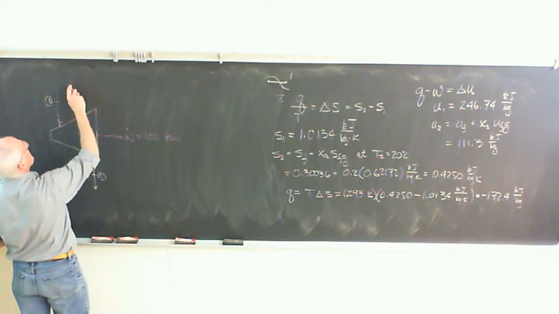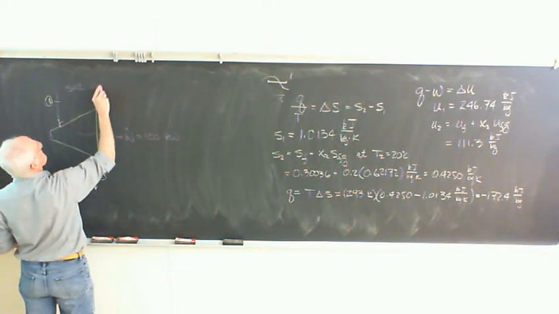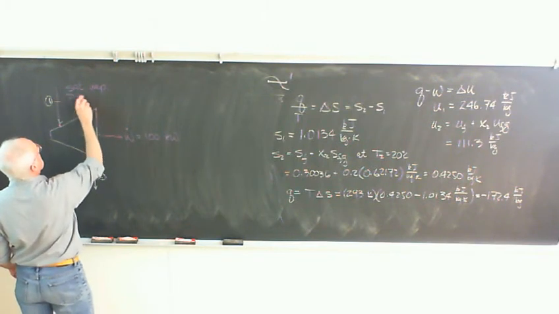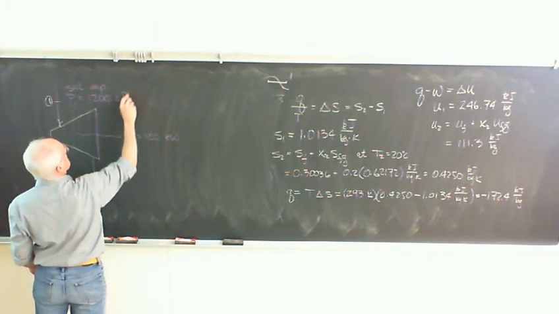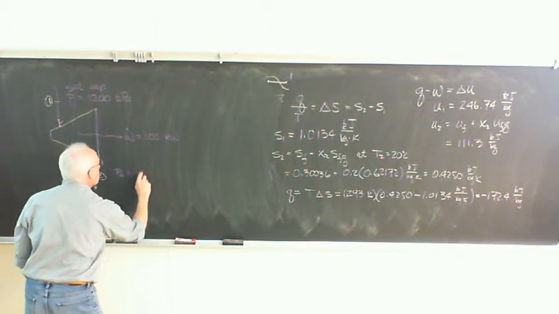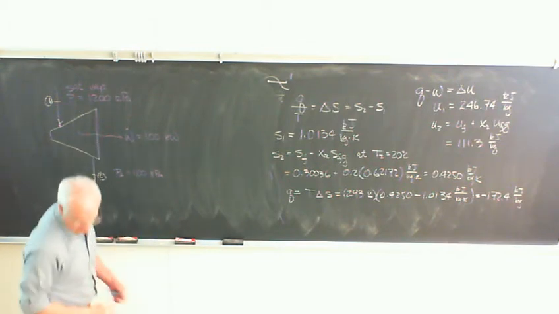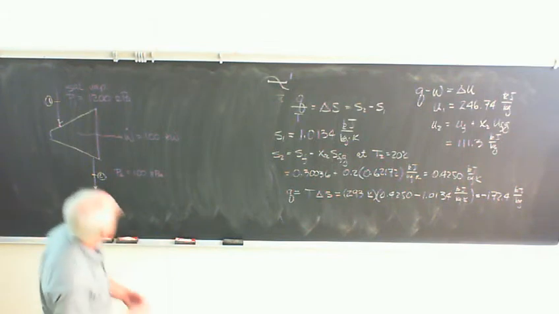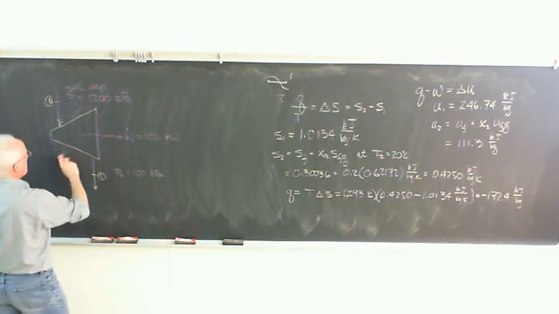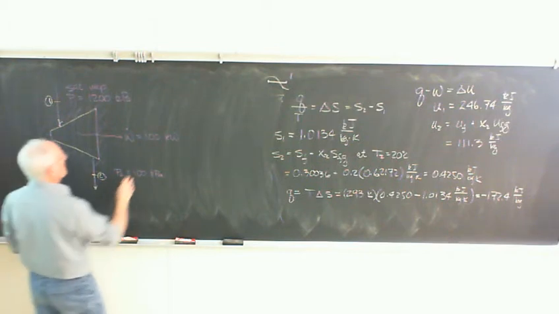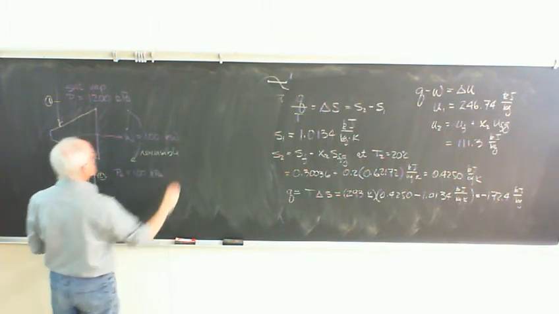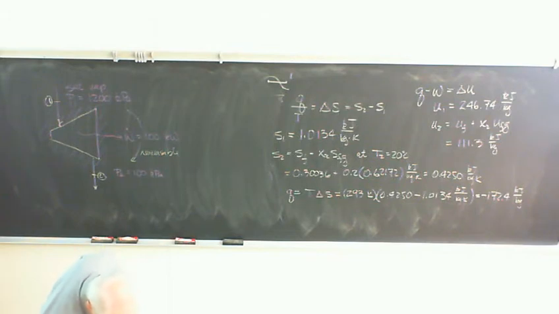Point one, we know that it's saturated vapor coming in at 1200 kPa. It expands to 100 kilopascals. It's reversible and adiabatic. So I go down to Pink Panther, buy some beautiful pink insulation, and know that it's reversible. This clearly is an H hardware turbine if it's reversible.